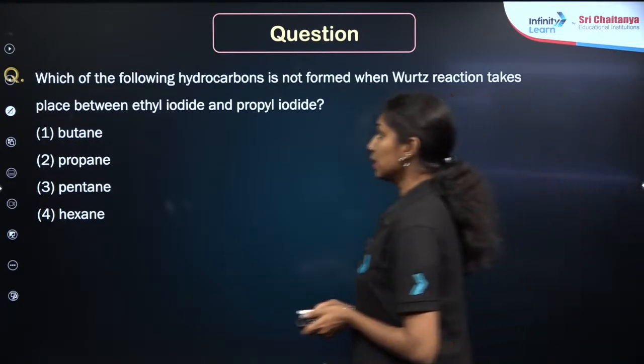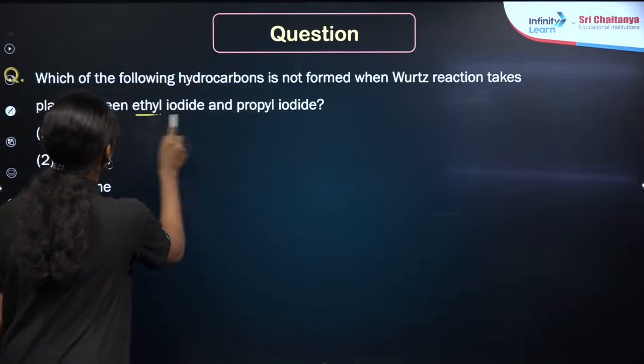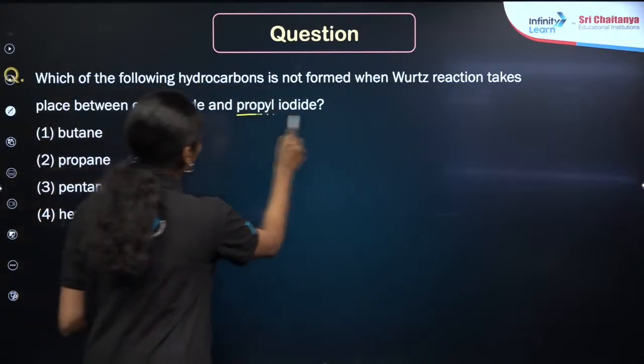Here is the next question about the Wurtz reaction. What product will you not get by the Wurtz reaction between ethyl iodide and propyl iodide?